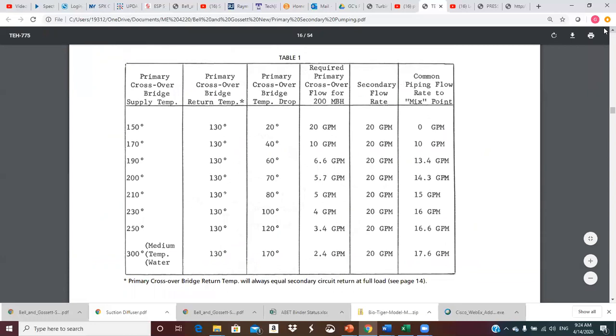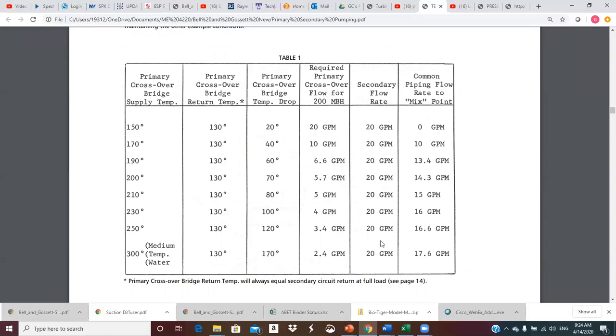There we go. Okay, so you can see, if our crossover bridge supply temperature was 150, then that's the temperature in the secondary. We would need 20 GPM, and so the secondary flow is 20 throughout. If I'm going to supply it at 150, I've got to have the whole 20 GPM. If I supply it at 170, then that cuts the crossover flow rate to 10 GPM, and I'm still pushing 20 in the secondary.